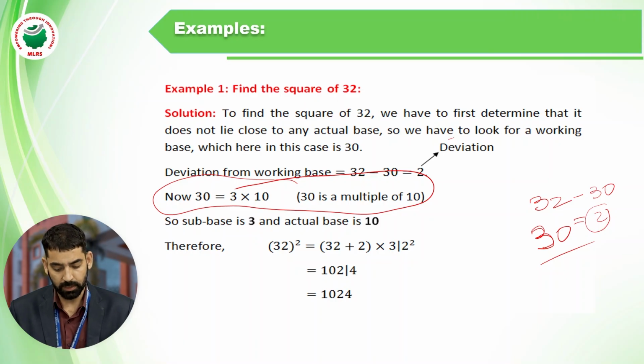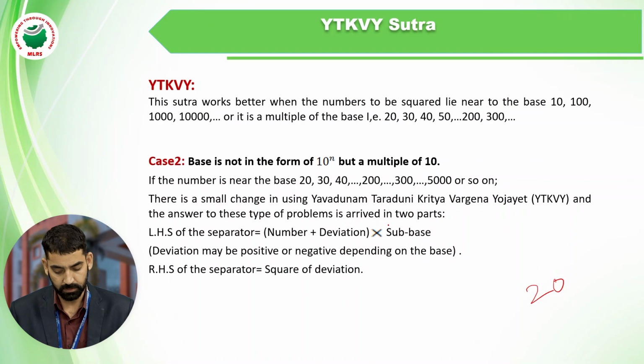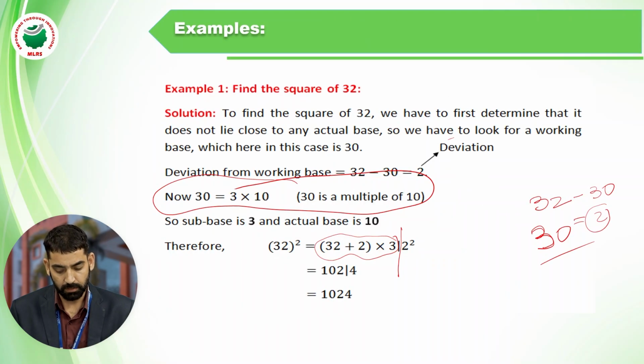Now let's find the square of 32. 32 square equals 32 plus 2, which is the deviation, into the sub base, which is 3, separator, 2 square. This separator, students, the left hand side, as we discussed in the previous case: LHS of the separator equals number plus deviation into sub base. So here you can see 32, which is the number, plus 2, which is the deviation, into 3, which is the sub base, and slash 2 square.